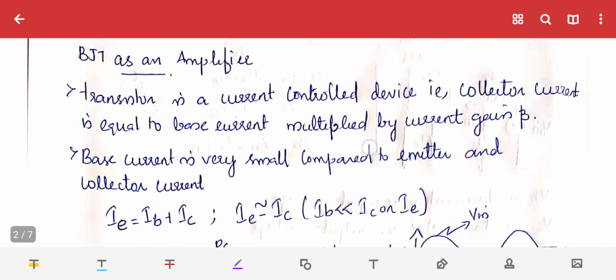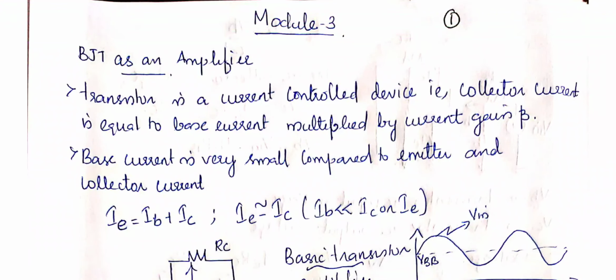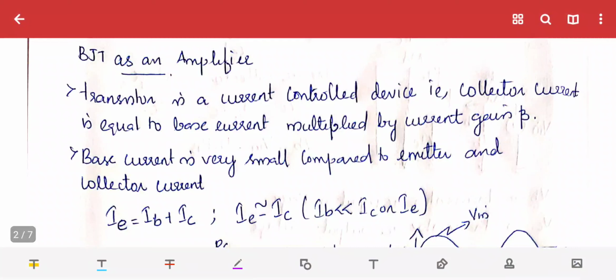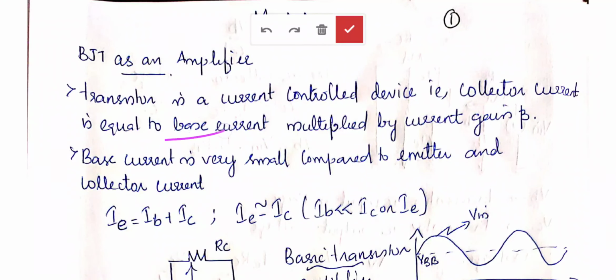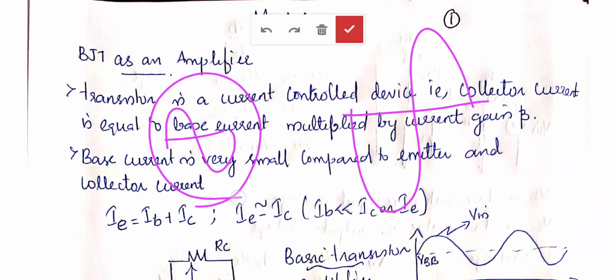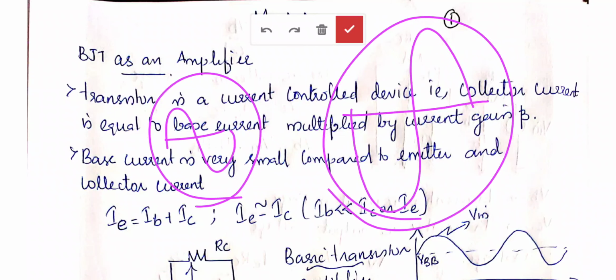So module 3, first topic, transistor as an amplifier. So what is an amplifier? Amplifier is nothing but a transistor circuit which amplifies the input signal. That means if the input is a sine wave, the output will be the amplified version of itself. The remaining parameters will be the same, only the amplitude will change. So amplification is nothing but increasing the magnitude of the input signal. Remaining all the parameters remain unchanged.